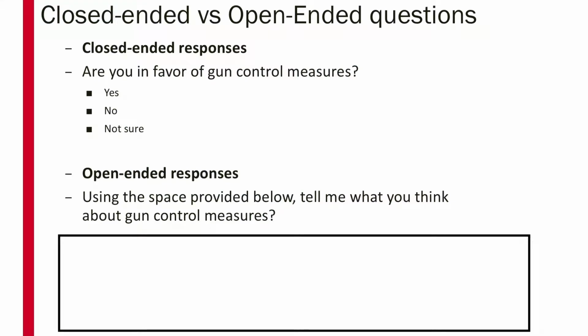I'd like to illustrate some of the advantages and disadvantages of each type of question format. A comparison of questions about gun control measures appears on this slide. For closed-ended responses, you might ask a question like, "Are you in favor of gun control measures?" with the response options of yes, no, and not sure. The closed-ended question is easy to complete and analyze, but it limits the response options, so it may frustrate respondents if they would like to provide more context to their answers.